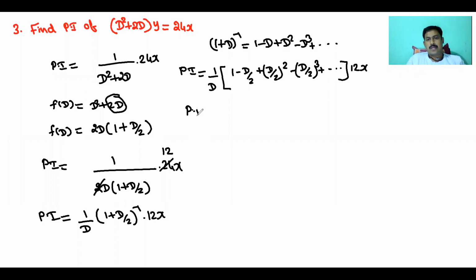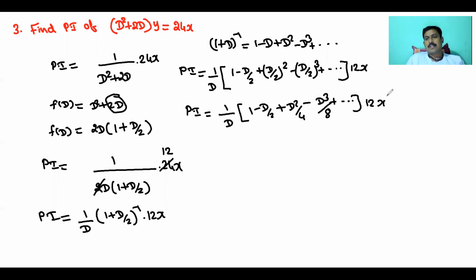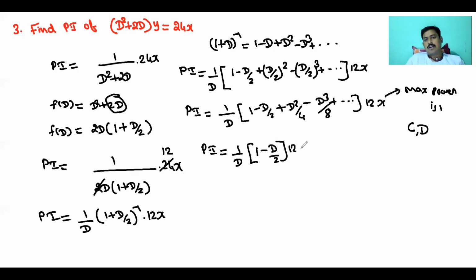PI equal to 1 by D into 1 minus D by 2 plus D square by 4. Here D cube by 2 cube is 8 plus etc. into 12x. Here the maximum power of x is 1. So therefore we can extend constant and up to D we can extend. So we will get PI equal to 1 by D into constant 1 will come as well as D term will come. Other than that are negligible since higher powers are negligible.